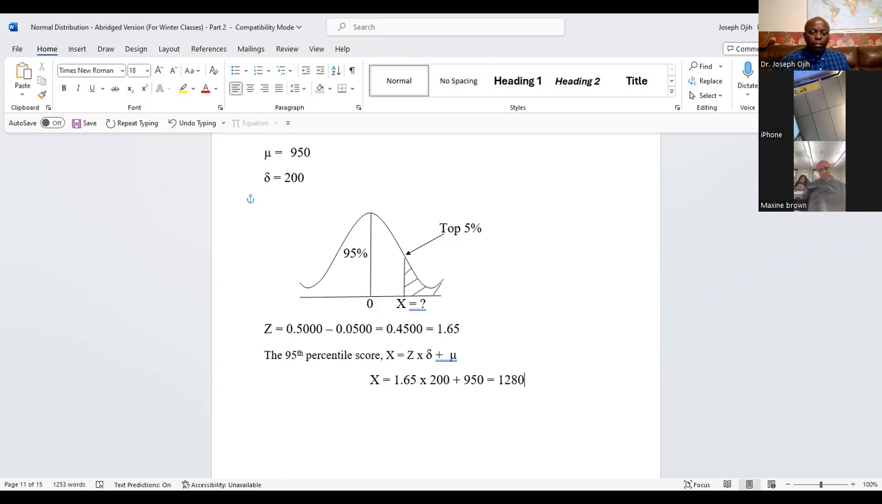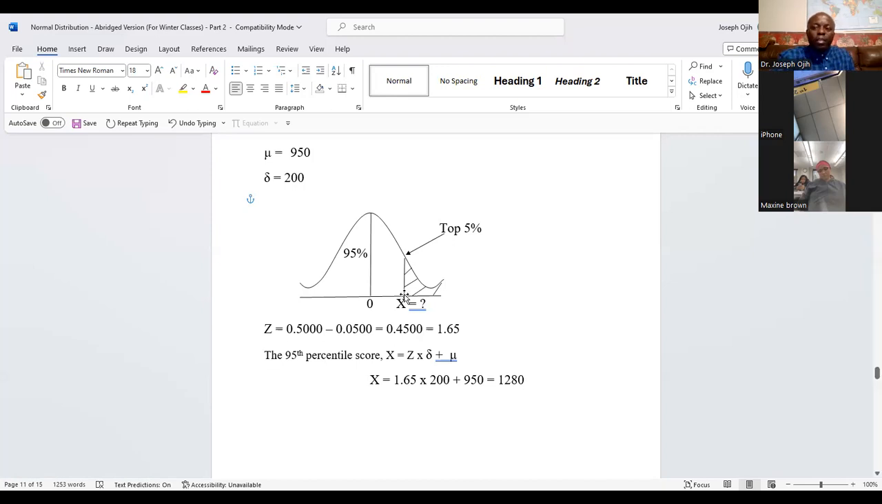Sir, what if it says 65th percentile? Would that mean it would be 35% on the other side? If it is 65th percentile, that means you're gonna have a 35% tail, right? So you do 0.5 minus 0.3500, because even though it's gonna be somewhere here, it's still at the tail. Then get the answer and find it from the table.